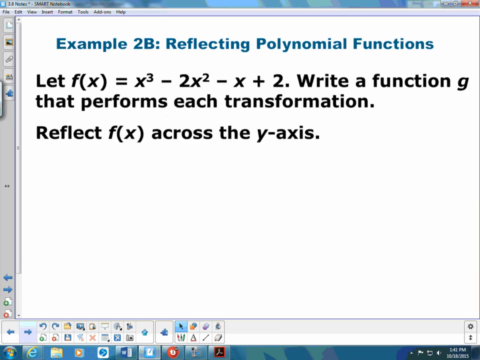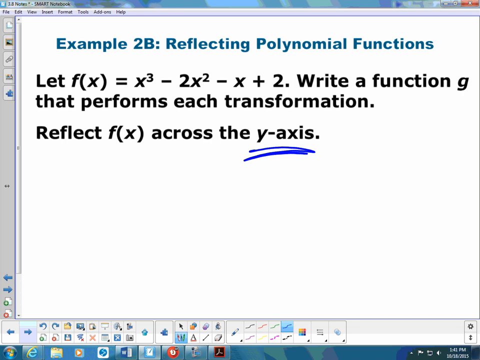Okay, we're going to try this with another example here. So again, we're reflecting polynomial functions. This one is f of x equaling x cubed minus 2x squared minus x plus 2. And we're going to write a function g that performs each transformation. Well, in this case, there's only one transformation. We're just reflecting across the y-axis this time instead of the x-axis.